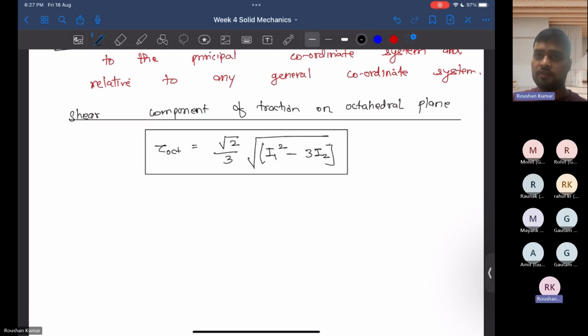The next thing that will be discussed is the hydrostatic and deviatoric parts of the stress tensor.